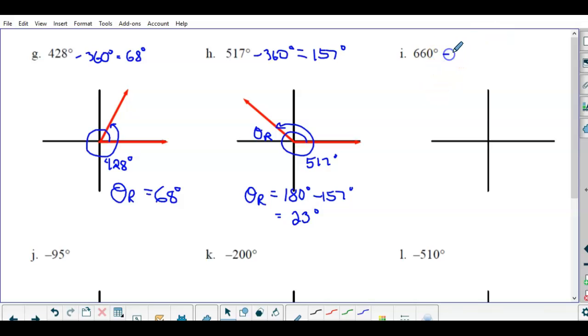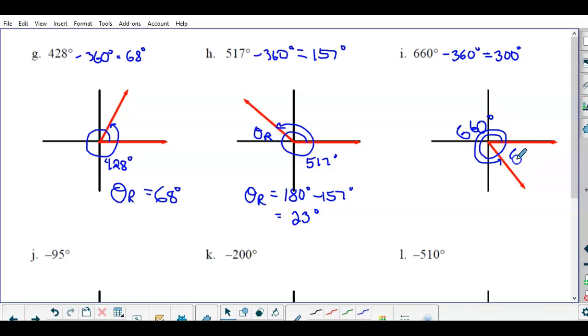660, so subtract 360, we get 300. Okay, so your initial arm here, and then your terminal arm will be bigger than 270, kind of about there. Then you do your squiggly, so I'll go around once, and then around to the terminal arm. Okay, so that's 660.